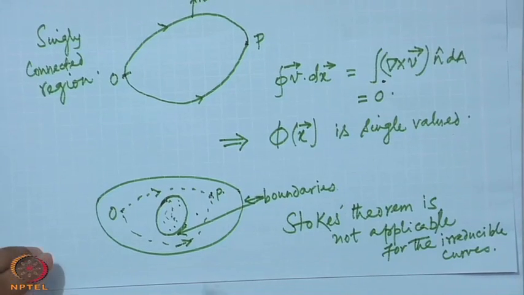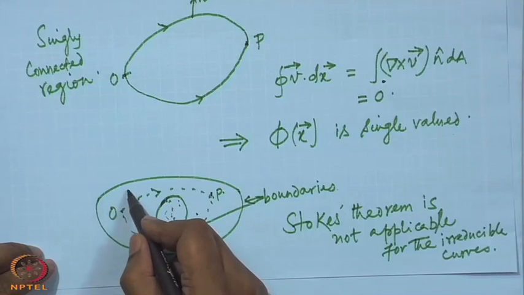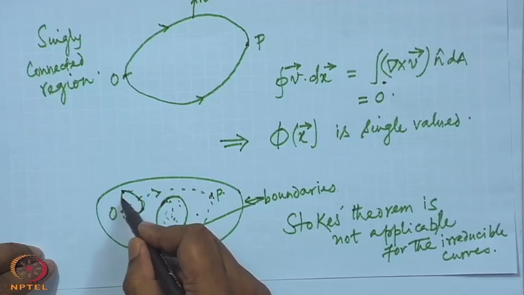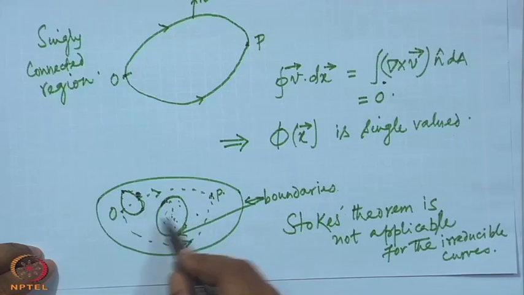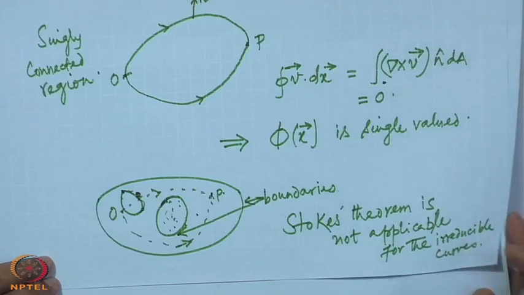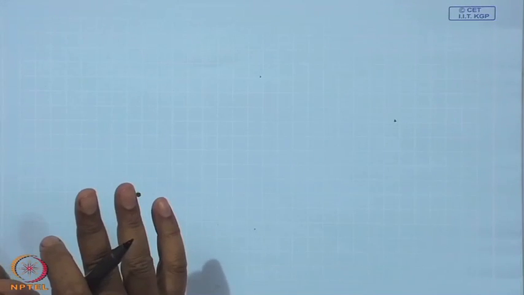But remember that still, if this path is reducible, like another path here between these 2 points, we can have this type of path, and in this case again we can apply it. But for these paths we cannot apply it. So phi, or the velocity potential, is not necessarily single valued. It may be single valued, it may not be.